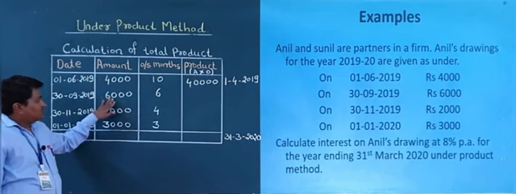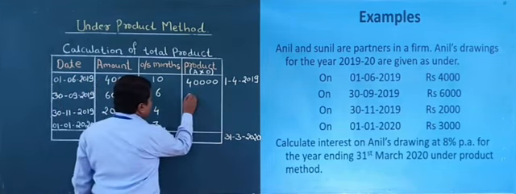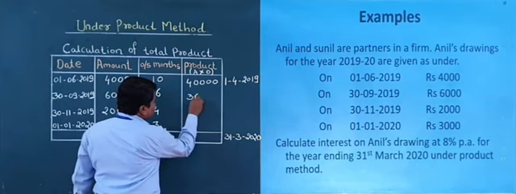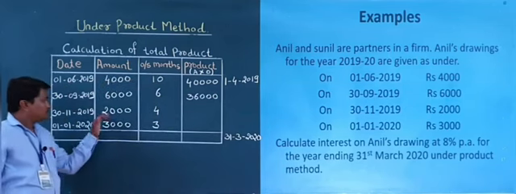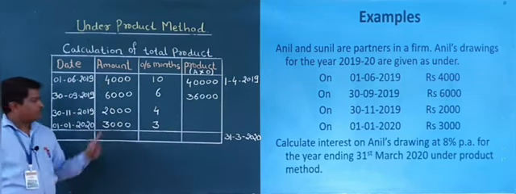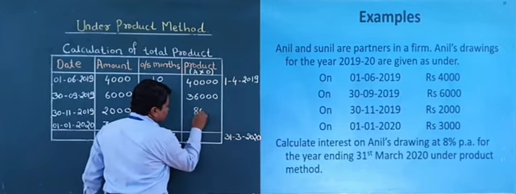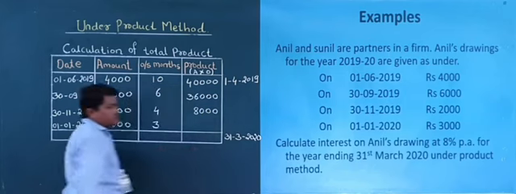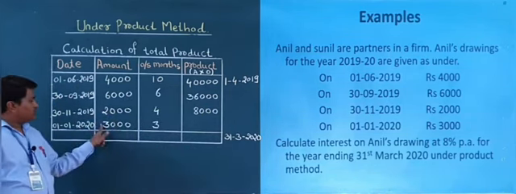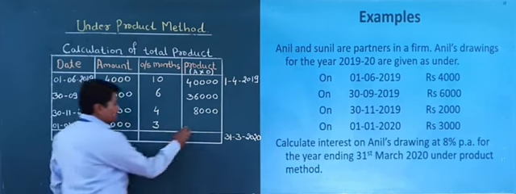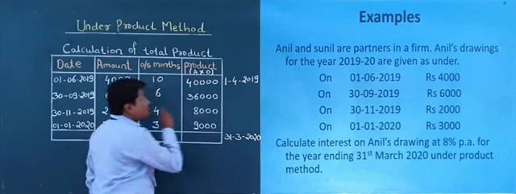Next, 6,000 into 6, 6 6 is 36, so it comes 36,000. Next, 2,000 into 4, 2 4 is 8. Yes. Next, 3,000 into 3, that is 3 3 is 9. Yes, these are the products.